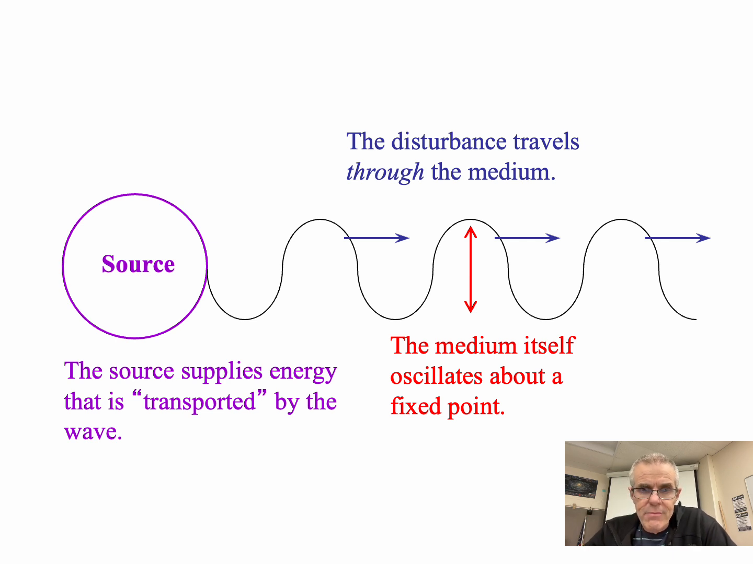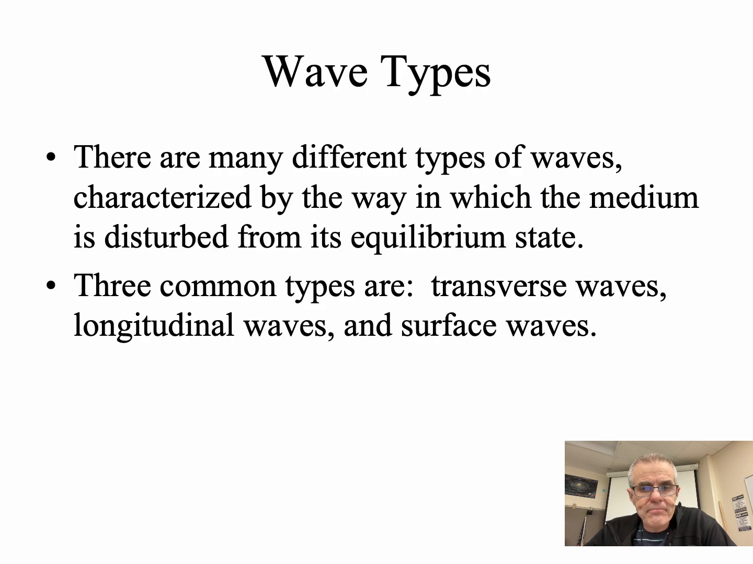There are several different types of waves, and we're going to look at that. So we're going to look at three kinds of waves: transverse, longitudinal, and surface. And there's also some terminology that goes with that.